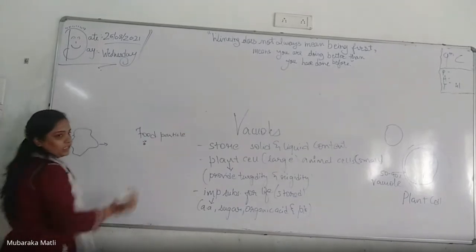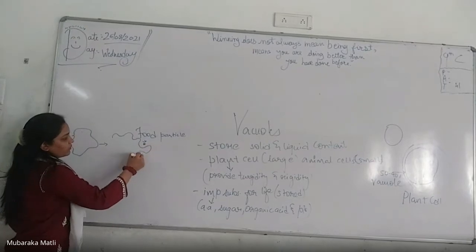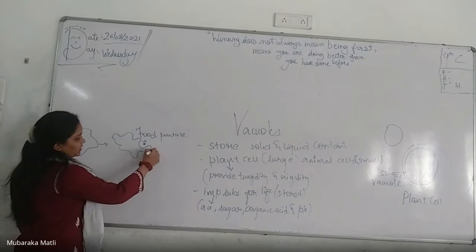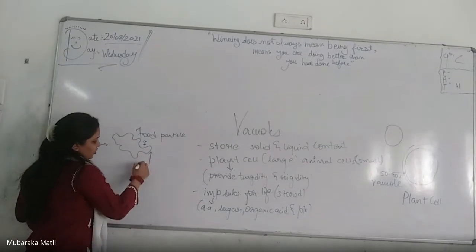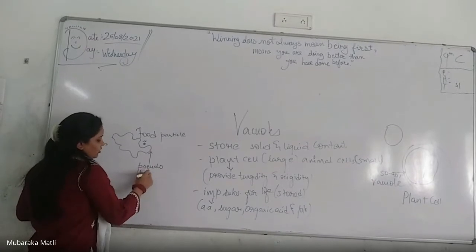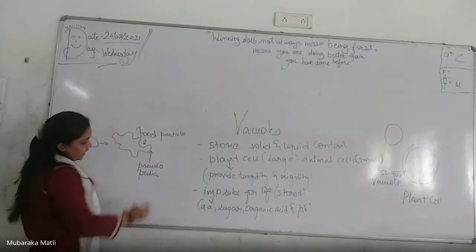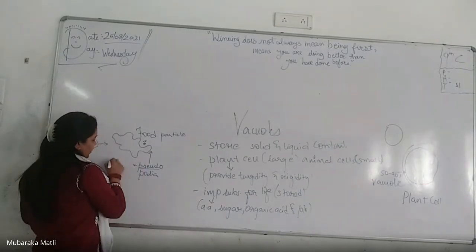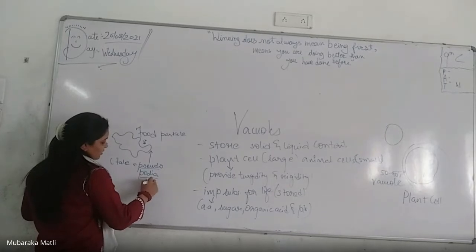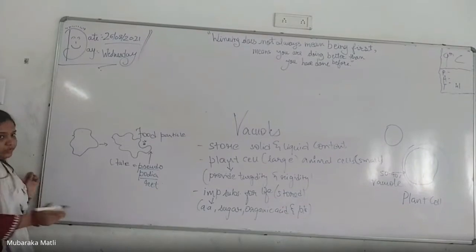There is a food particle here. So what will amoeba do? It will make itself in a shape, and this is called pseudopodia. Very good. Who said that? Pseudo means false and podia means feet. False feet. Now what will it do?